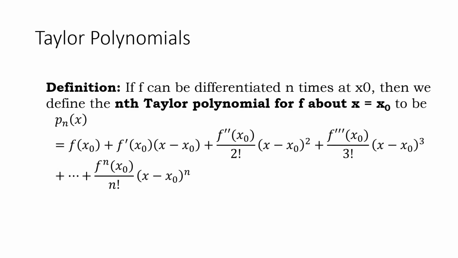So let's go to the definition. If f can be differentiated n times at x sub 0, then we define the nth Taylor polynomial for f about x equals x sub 0 to be p sub n of x is equal to f of x sub 0 plus the first derivative of f at x sub 0 times the quantity x minus x sub 0, plus the second derivative of f at x sub 0 over 2 factorial times the quantity x minus x sub 0 squared, plus the third derivative of f at x sub 0 over 3 factorial times the quantity x minus x sub 0 cubed, plus so on, plus the nth derivative of f at x sub 0 over n factorial times the quantity x minus x sub 0 raised to n.